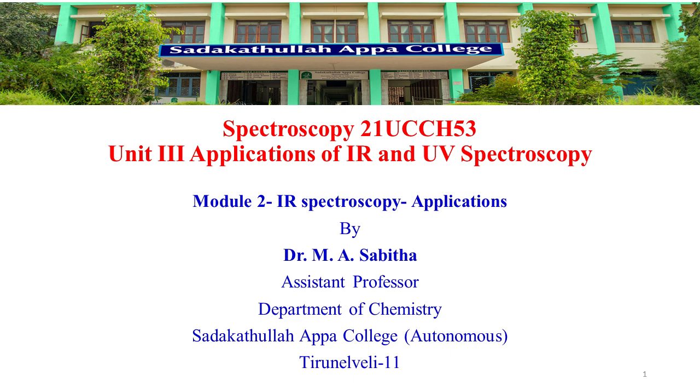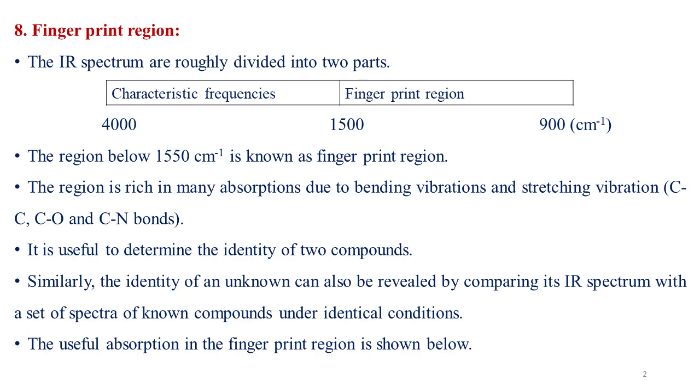In Module 3, I am going to discuss the applications of infrared spectroscopy. The first important thing is to know about the fingerprint region. The IR spectrum is roughly divided into two parts: the characteristic frequency region, which ranges between 4000 to 1500 per centimeter, and the fingerprint region, which ranges between 1500 to 900 per centimeter. This region below 1500 per centimeter is known as the fingerprint region.